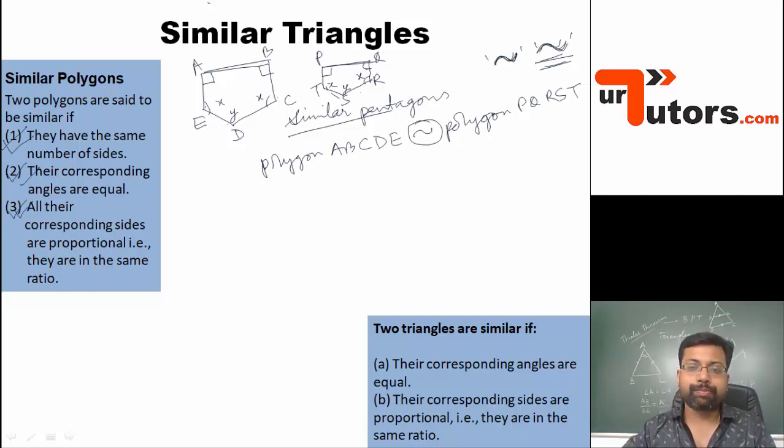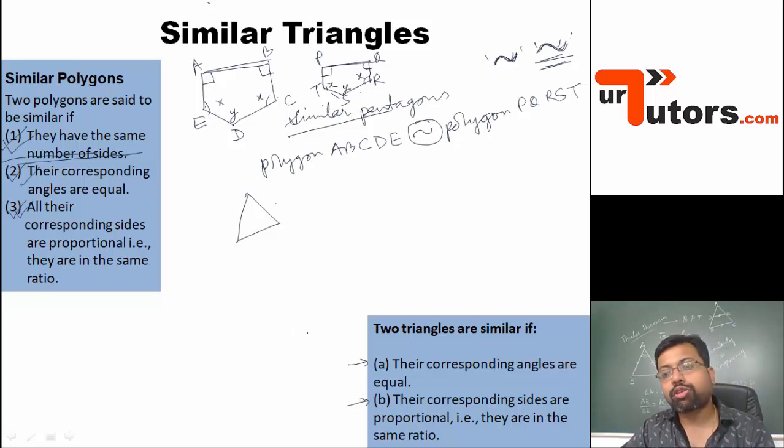Now, in case of triangles, when I say triangle, it is a polygon with 3 sides. So the first condition need not be stated explicitly in this similarity of triangles. So here what we see is there are just two criteria that need to be fulfilled. The first is that the corresponding angles of the triangle are equal, and the second is that their corresponding sides are proportional, that is, they are in the same ratio.